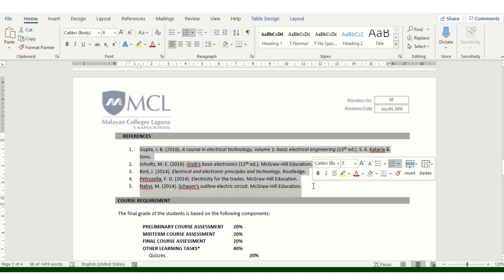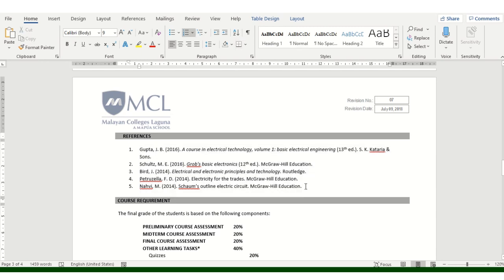Now there are other references, and you may use these references. There are available references also in the library and even online on the internet. I also recommend a book by Alexander and Sadiku. I think that is the fifth edition of the book. That can be downloaded from the internet.